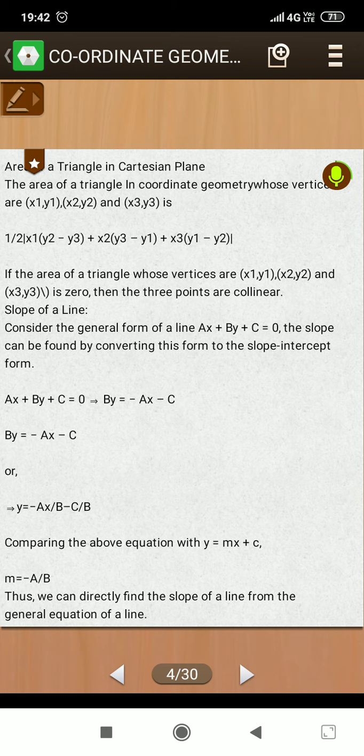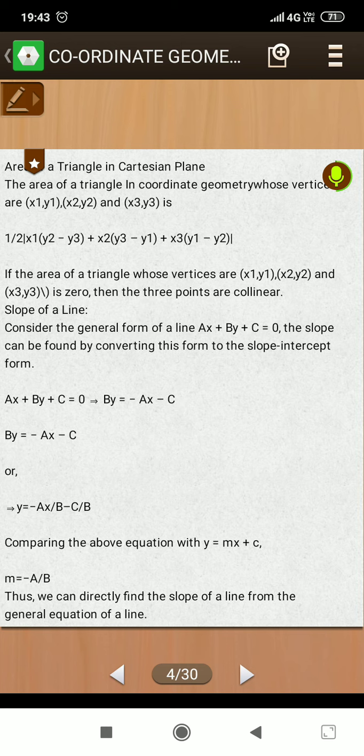It's nothing but sigma x1(y2 minus y3). If you open the sigma, we will get it in that manner. If the area of the triangle whose vertices are (x1, y1), (x2, y2) and (x3, y3) is 0, then the 3 points are said to be collinear.